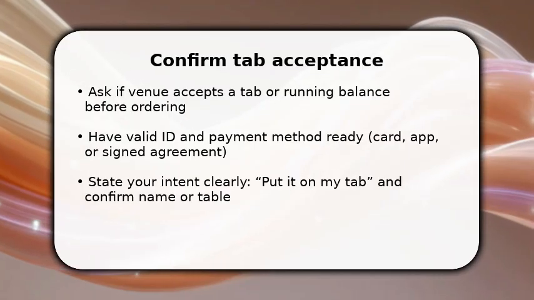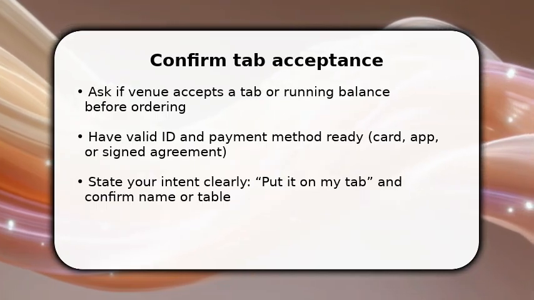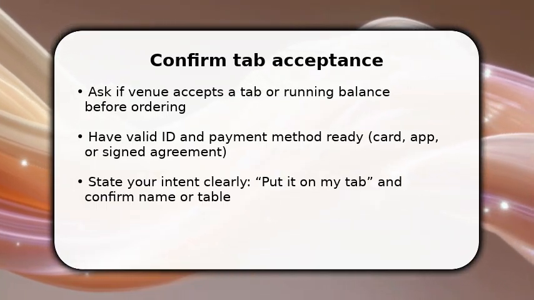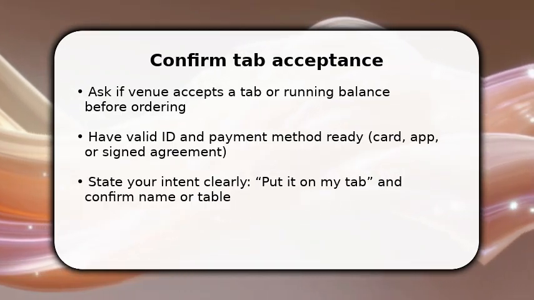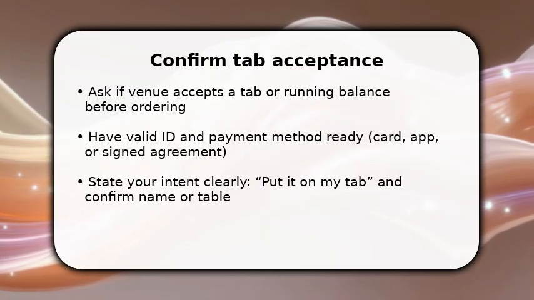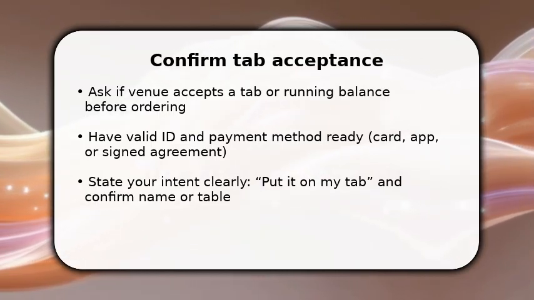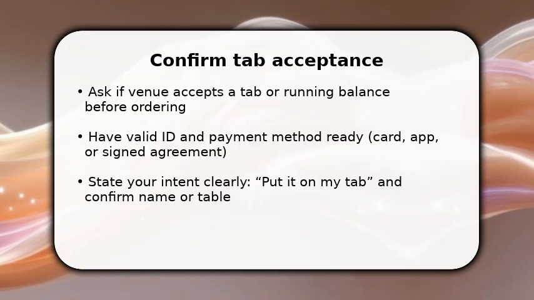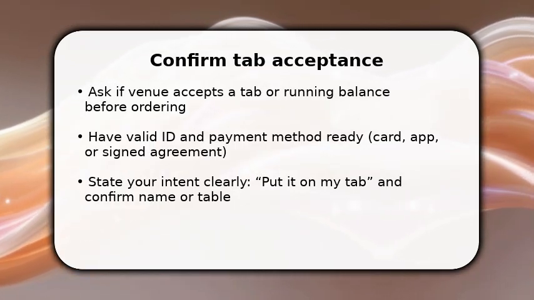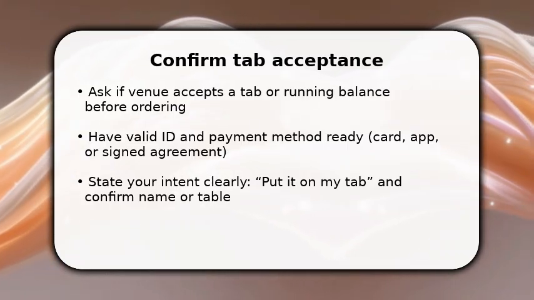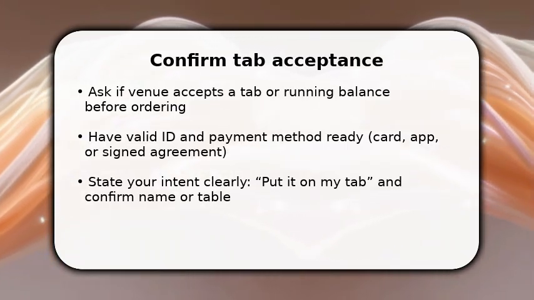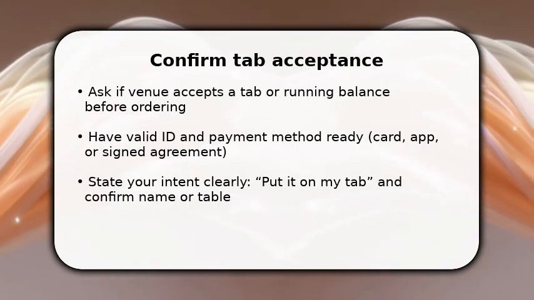You start by verifying prerequisites. Confirm the venue accepts tabs and have your card or app ready. Once done, state your intent clearly and give a name or table number so staff can log the tab. You're doing this under pressure, so speak firmly and slowly to avoid misunderstandings. Make sure the server repeats the name and any limits, and ask how they close tabs, per person or whole table, because that affects later payment and accountability.